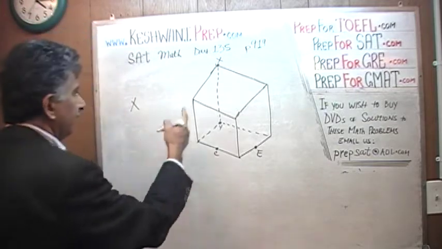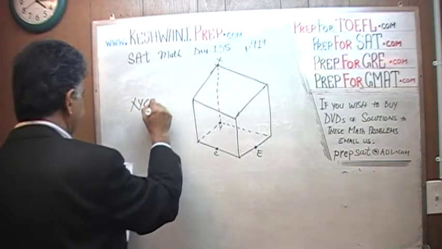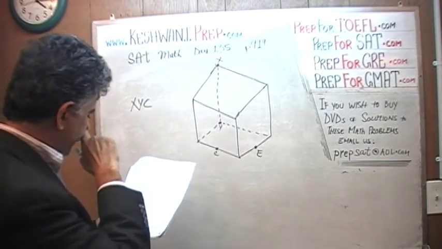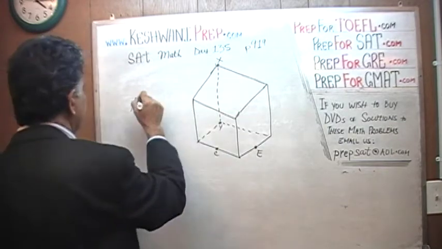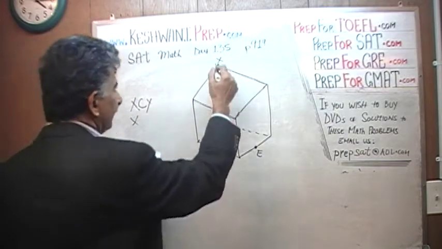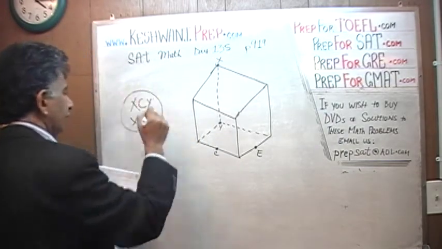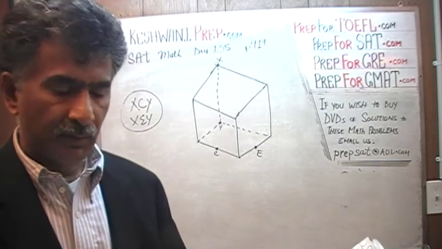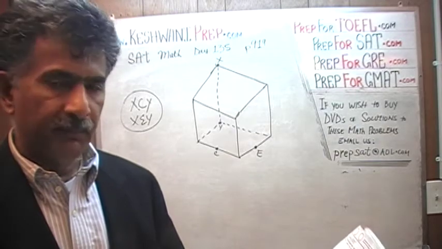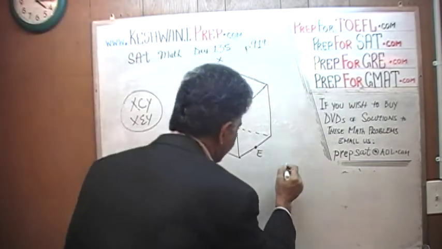But the point here is that angle XCY and angle XEY are the same angle. So if you look at it carefully, visualize it, concentrate on it, you will see that they look like different angles because of this. Here's what it deals with.